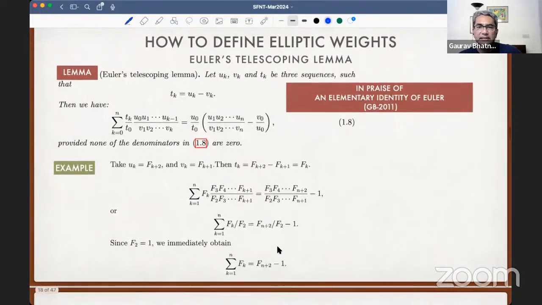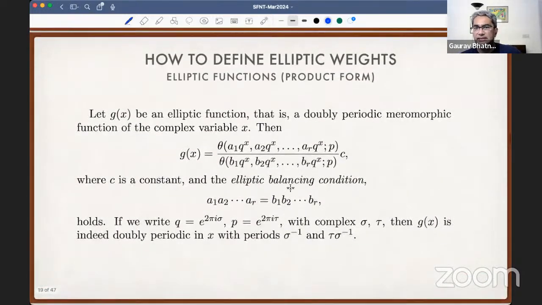So one is this consideration. The other consideration is this theorem. This is a classical theorem that if G is an elliptic function, that is a doubly periodic meromorphic function, then G has to be of this form. And there is an elliptic balancing condition. So it's an elliptic function in a multiplicative sense. So if we write q as e raised to 2 pi i sigma and p as e raised to 2 pi i tau, then G of x is doubly periodic in x with these periods, sigma inverse and tau over sigma.